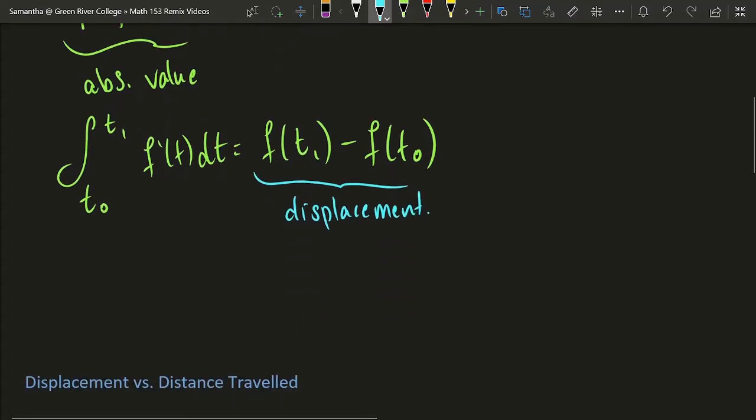I don't care what you were doing in the middle. All I care about is the difference between where you were at the start and where, at the end of the day, you ended up. So if an object moved forward a little bit, and then moved backward a little bit, and then moved forward a little bit again, the displacement completely ignores all this back and forth motion that's happening in the middle of the journey. The displacement only cares about the difference between the position at the end and the position at the beginning.